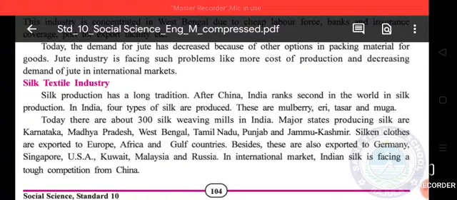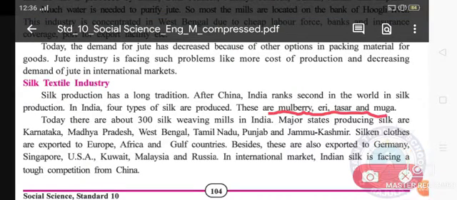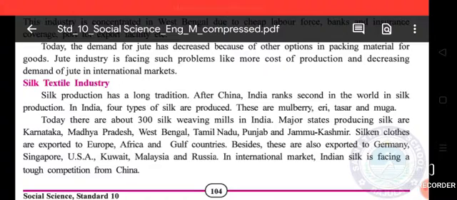In India, 4 types of silk are produced. These are mulberry, eri, tasar and muga. You can underline this in your textbook. There are 4 types of silk produced in India: mulberry silk, eri silk, tasar silk and muga silk. Today, there are about 300 silk weaving mills in India. Major states producing silk are Karnataka, Madhya Pradesh, West Bengal, Tamil Nadu, Punjab and Jammu Kashmir. Silk production is there in these places also.